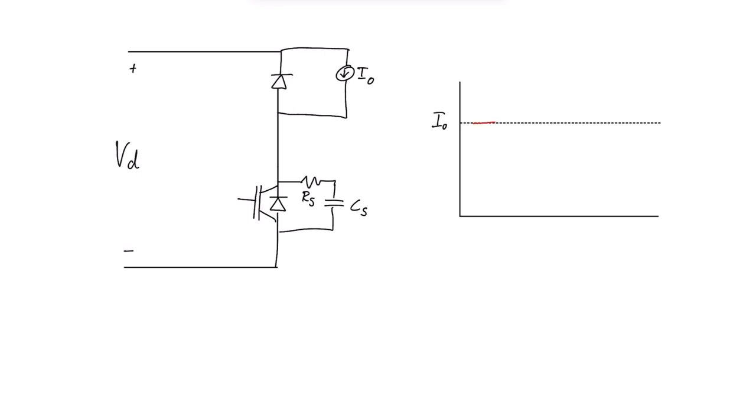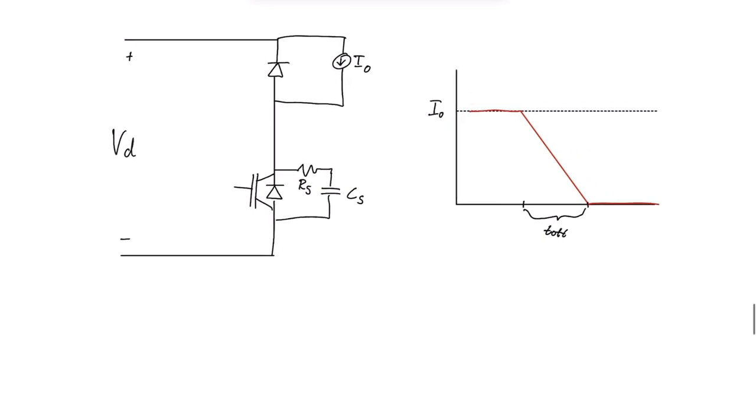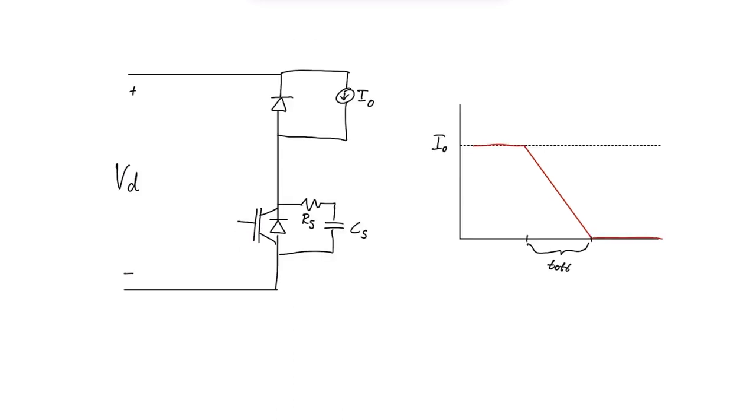When you turn off without a Snubber circuit, the current will look like this. It would take a time, so let's say the time here is T off. So if this time is too small, the change of voltage could be too high. So the IGBT has a maximum toleration for how much the voltage can change over time.